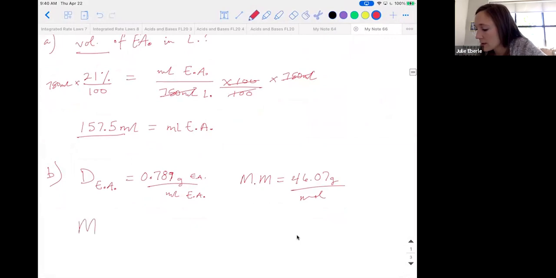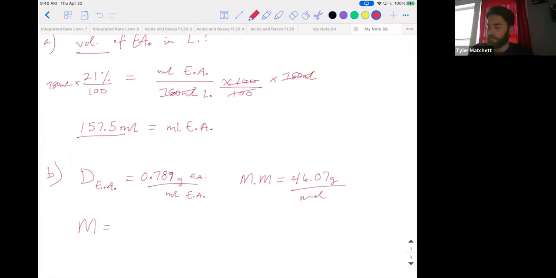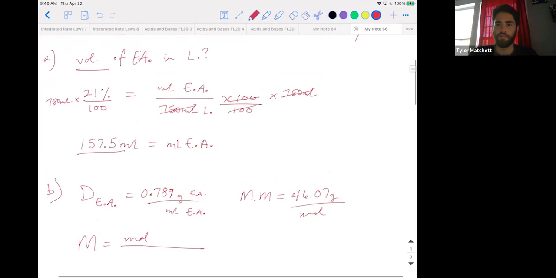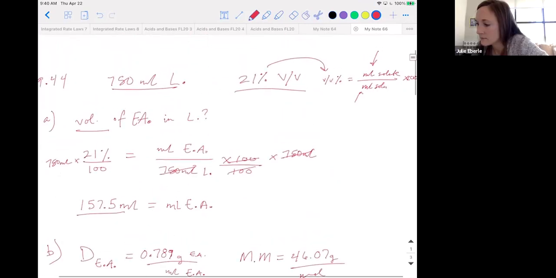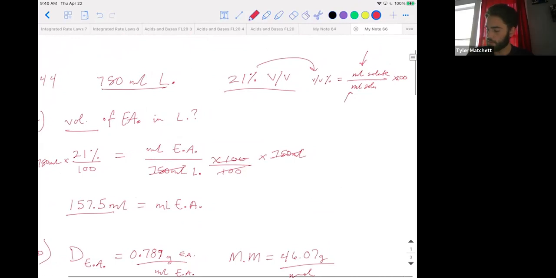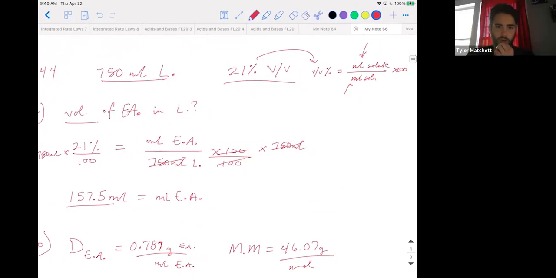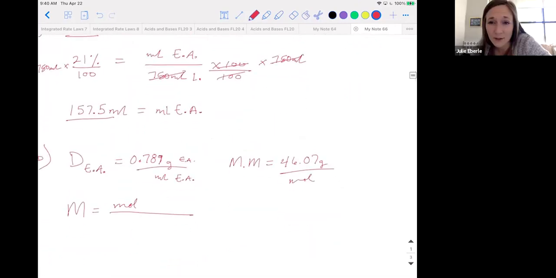So what we're solving for is molarity. What is molarity? What's the equation for molarity? Is it moles of solute over liters of solution? Mm-hmm. So it's going to be moles. What's our solute here? Is that what we solved for in part A? Well, is it Listerine or is it ethyl alcohol? Ethyl alcohol. Mm-hmm. The alcohol is dissolved in the Listerine, all right?